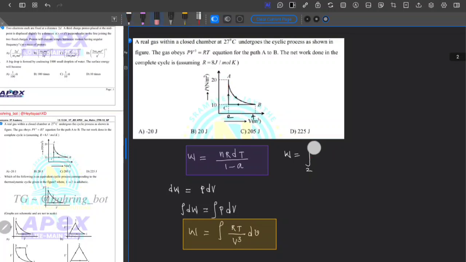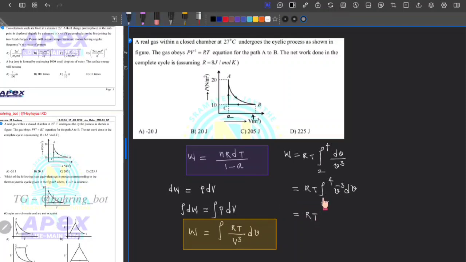RT is constant, I can write this RT out, integral from 2 to 4 of dV by V cube, right? So that will be equal to RT, integral from 2 to 4 of V power minus 3 dV. If you do the calculation, you get minus 1 by 2, 1 by V square, right? This is what we get.